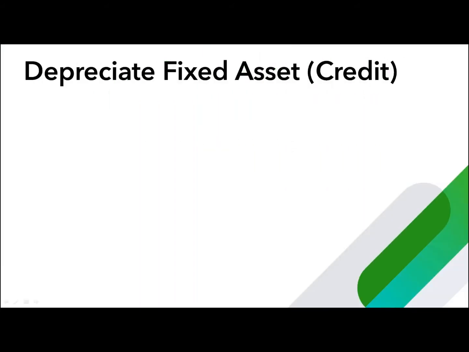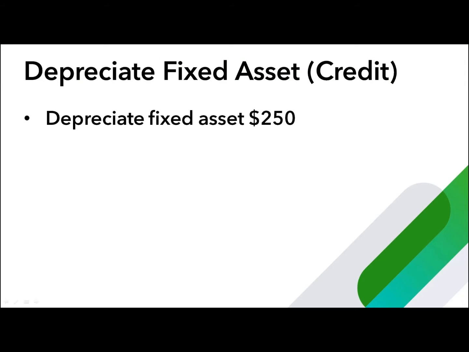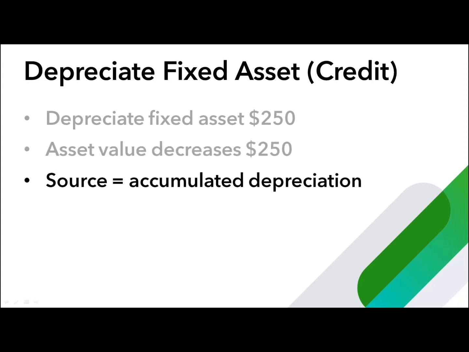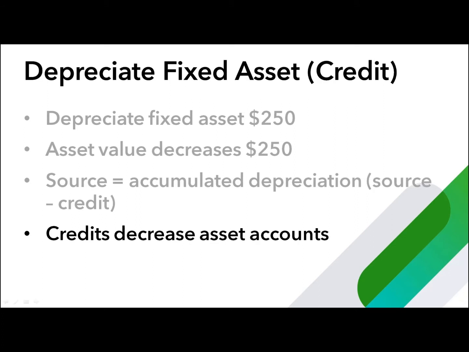Let's look at this transaction from the other side, the right or credit side. Remember, you depreciate the fixed asset for $250 this month. The value came from the fixed asset, so the fixed asset decreases by $250. Instead of using the actual fixed asset account, accountants use a separate asset account called accumulated depreciation. So, the source is accumulated depreciation. Apply the general guideline. Sources are usually credits. That makes sense because credits decrease asset accounts.